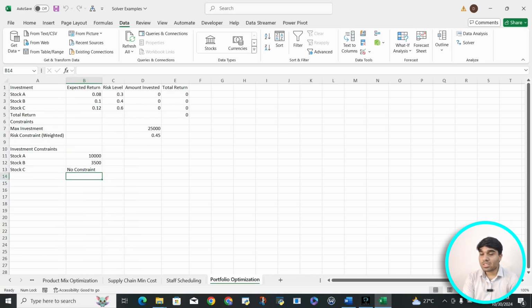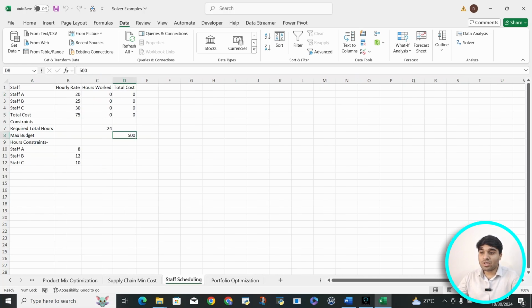Then we have the portfolio optimization problem, where you can see I have expected return, risk level, amount invested and total return, and you have to increase the total return as much as possible. You have a total investment amount: there's a particular investor who can only invest 10,000 rupees in stock A, 3,500 in stock B, and there is no constraint for stock C. You can invest as much as you want, right? So you need to work with two constraints now. First will be risk, then we have a maximum investment, and the amount invested will also have a constraint that it cannot be less than 0, right? So be very mindful about the constraints which do not seem like that, but it is a minimum of 0. And then you're going to have a total return.